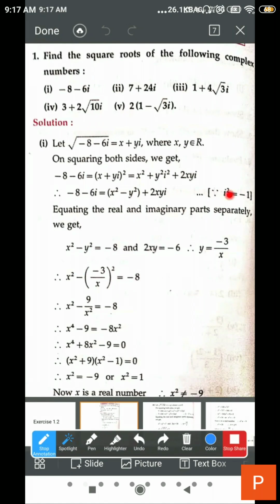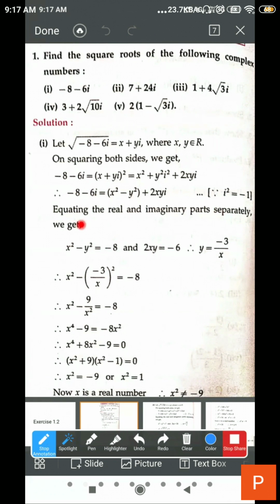Minus 1. Because of that, the term is getting minus of y square. Now, we can compare the real part and the imaginary part over here. Just see over here, x and y are real. We are getting one term of x square minus y square and one term which is attached with i, that is 2xy. Here also minus 8 is a real number, and the imaginary number minus 6 is there.